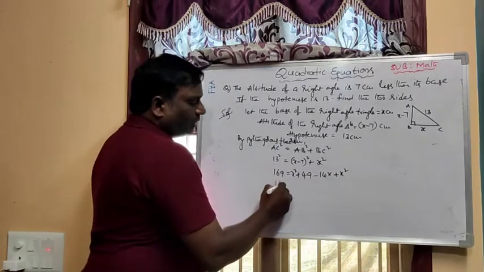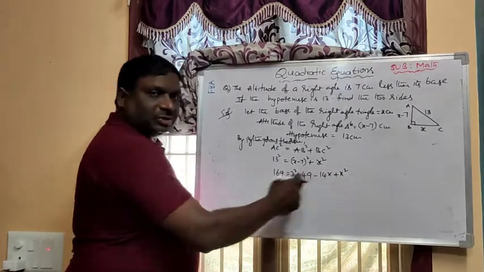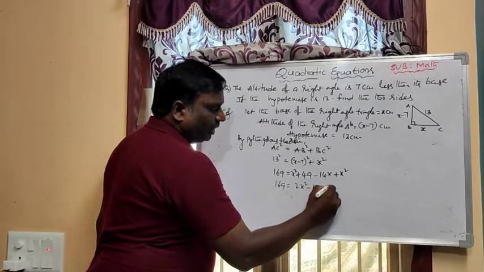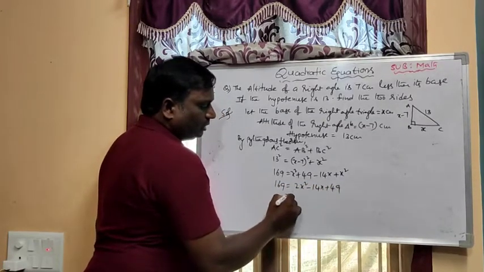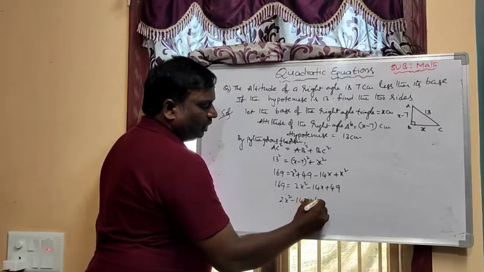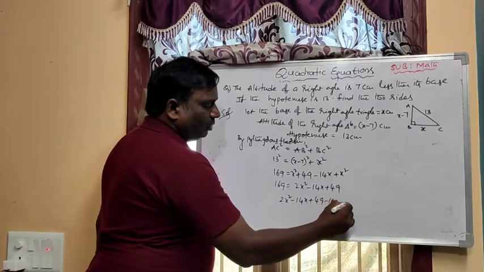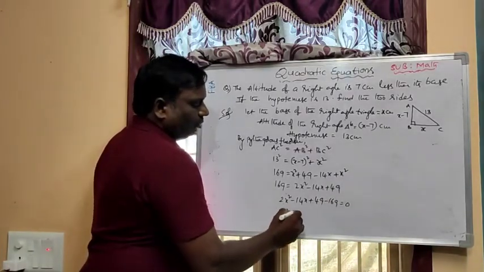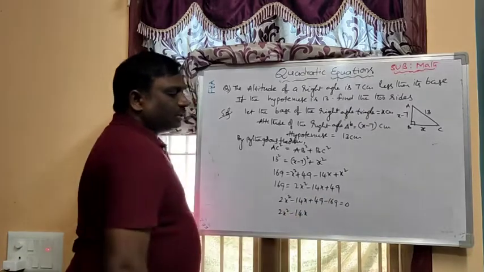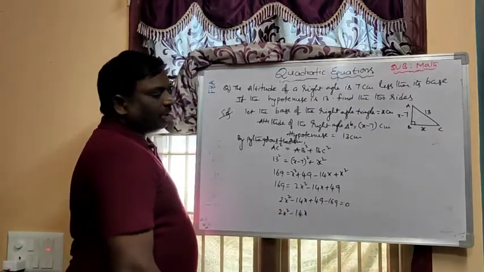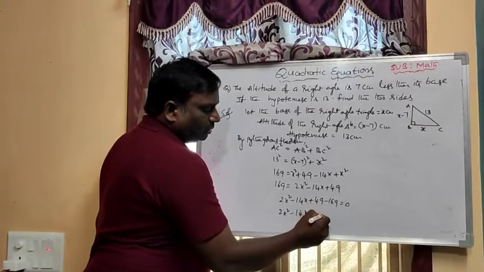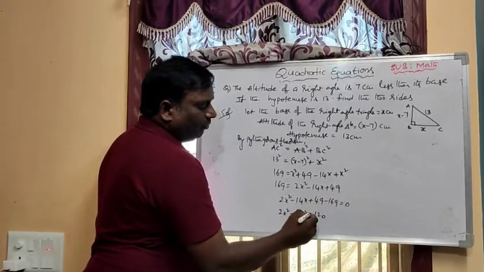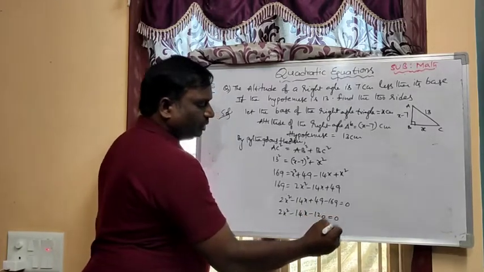So now 169 equals x square plus x square, like terms. So 2x square minus 14x plus 49 minus 169 equals 0. So 2x square minus 14x, 169 minus 49, that is 120. The bigger value's sign we need to keep, so minus 120 equals 0.